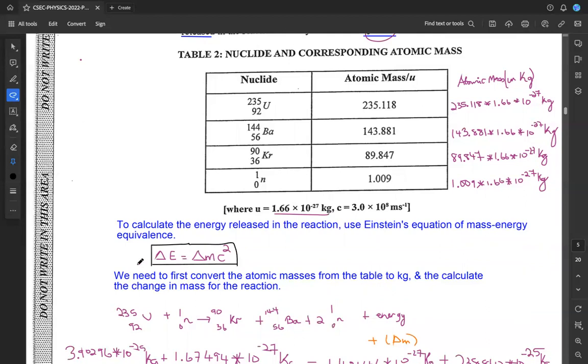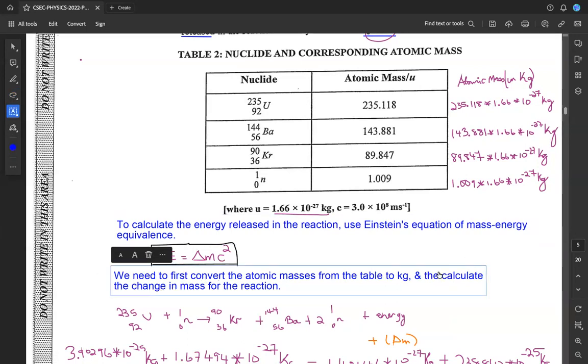And then we need to first convert the atomic masses from the table to kilograms, and I did that here. And then we can calculate the change in mass for the reaction, okay? So those are the steps that we need to take first and foremost. So we did that.